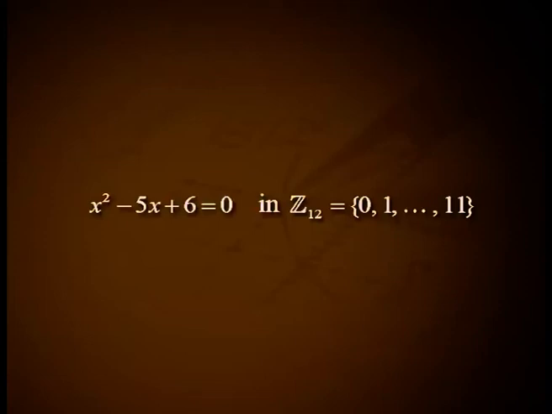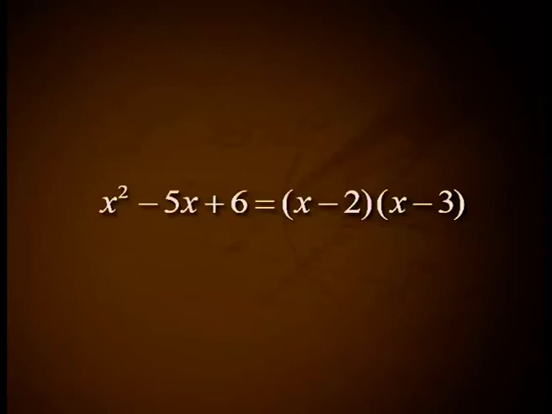Example 1. Solve the equation x square minus 5x plus 6 equal to 0 in set 12, which is equal to the set of all 0, 1, etc., 11, the ring with the operations addition modulo 12 and multiplication modulo 12. Solution. Since 2 addition modulo 12 3 equal to 5 and 2 multiplication modulo 12 3 equal to 6, we can factorize x square minus 5x plus 6 as follows: x square minus 5x plus 6 equal to (x minus 2) into (x minus 3). Clearly, the values of x for which either x minus 2 equal to 0 or x minus 3 equal to 0 are solutions of the given equation, and hence obviously 2 and 3 are solutions in set 12.